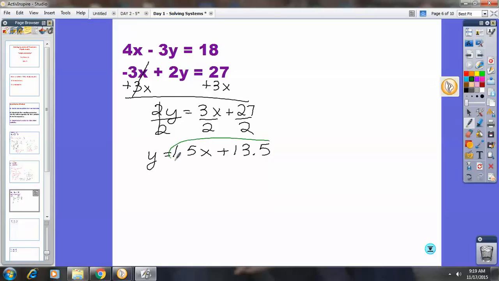All right, so now that I've solved for y, I'm going to take 1.5x plus 13.5, and I'm going to substitute it in for y in the opposite equation. Don't put it back into the same equation, put it into the other.